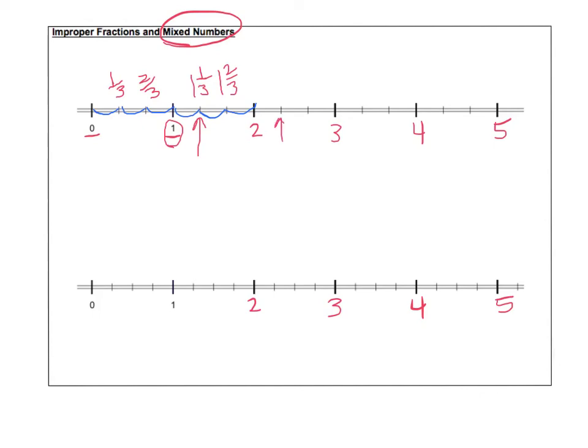This tick mark here, we use the 2 right before it, and that tick mark is the first third. The second one is 2 2/3. And we're going to continue that all the way down our number line.